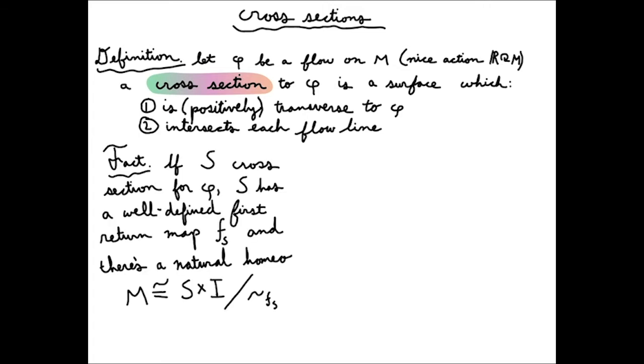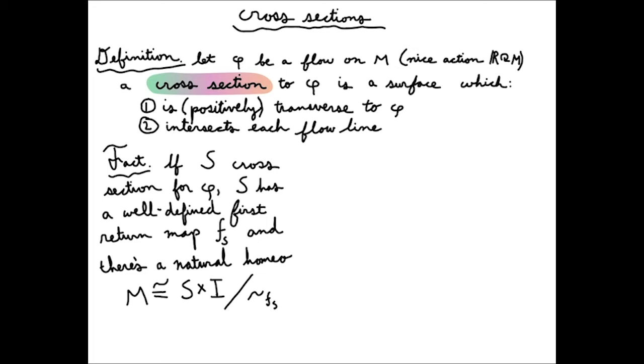So here's a fact. If I have a surface like this, there's a well-defined first return map, which I'll call F sub S, and that just takes a point on the surface, and the statement is that if I flow forward from that point, I'll eventually return to the surface. And if I take the first return point of the flow to the surface, then this defines a homeomorphism of the surface.